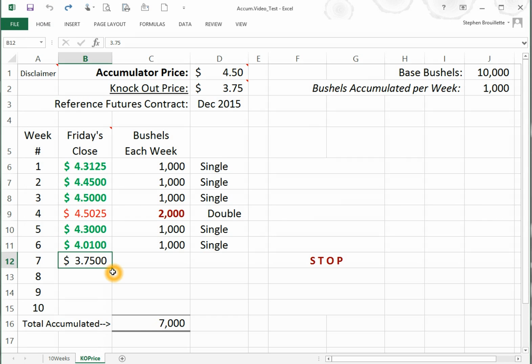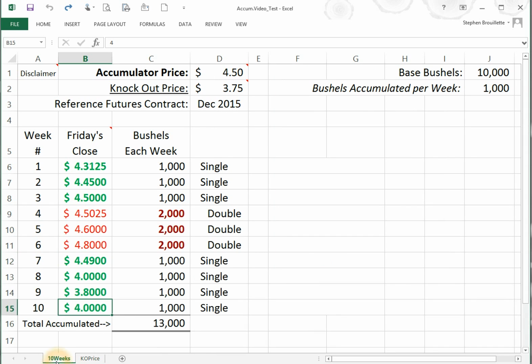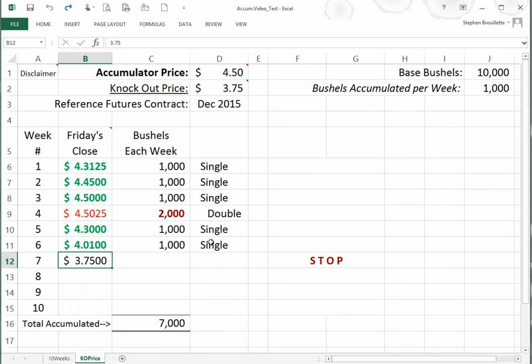Okay, the market did close or trade at the knockout price, so we stop accumulation. This contract would end as far as the accumulation. A total of 7,000 bushel would be accumulated at a December futures price of 450. And just like in the other one, over the 10 weeks, you would be able to deliver these bushels based on what the contract detail said about delivery, and you would be delivering 7,000 bushel against a December futures price of 450, and all you would have to do is set the basis.